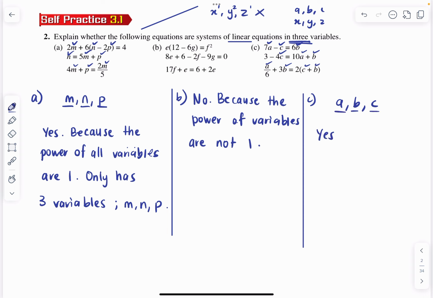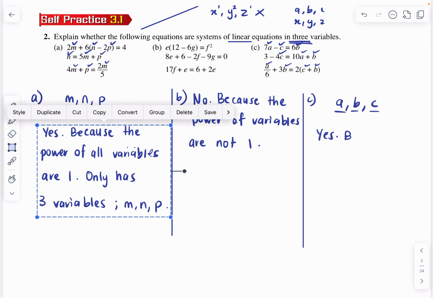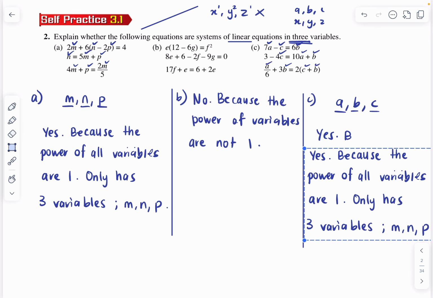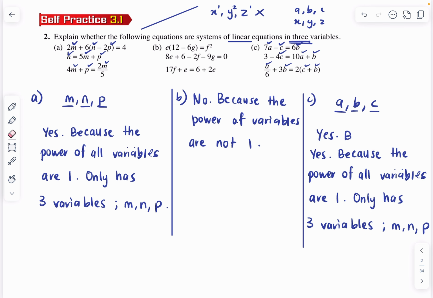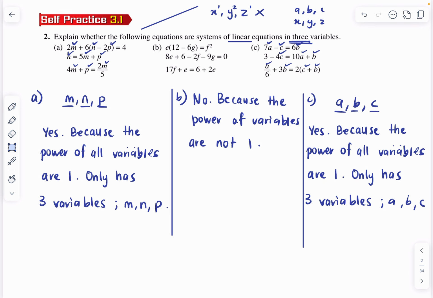So this is a linear equation because we can just copy this basically. It's the same thing. Let's duplicate, put here. This one I erase. Yes, because power of all variables are 1, only has 3 variables A, B, and C. Done. This will be our answer. That's it.